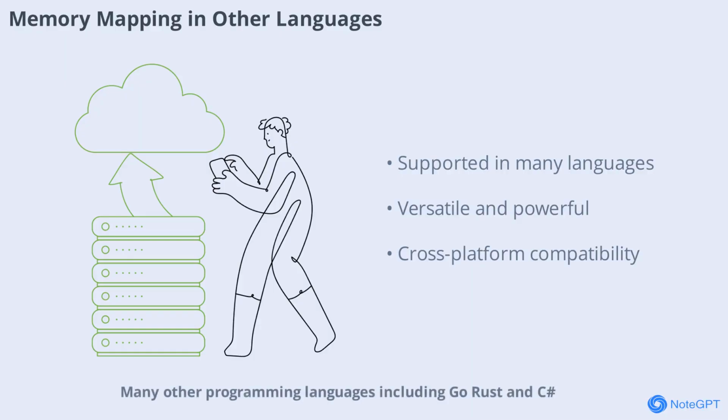Many other programming languages, including Go, Rust, and C#, offer memory mapping support through their standard libraries or third-party packages. This widespread availability makes memory mapping a versatile tool for developers across different platforms and languages, ensuring that high-performance data access is within reach for any project.